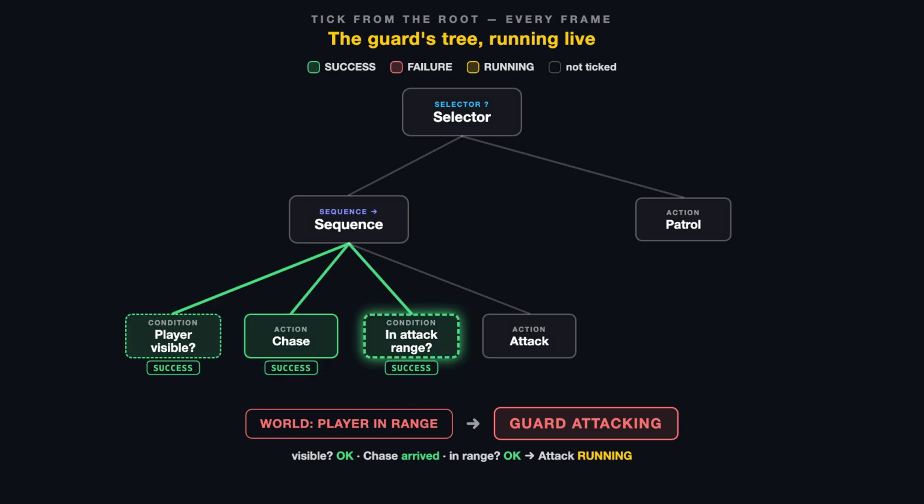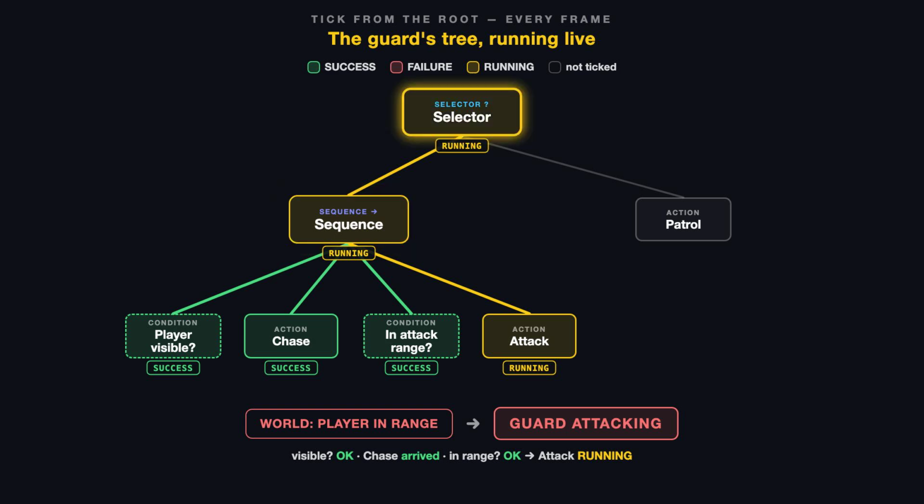Scenario 3, he reaches you. Visible, success. Chase, success, he has arrived. In attack range. Success. Attack returns running. The guard attacks. Same tree, ticked the same way, every frame. Only the world changed, and the behavior followed.